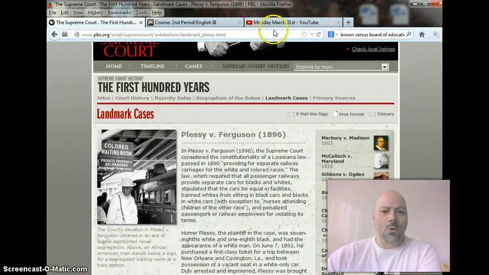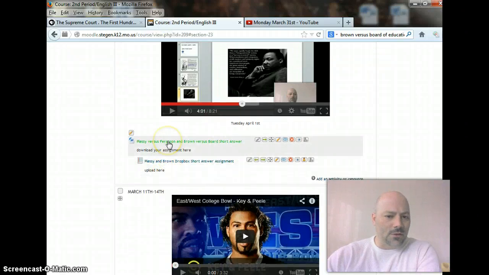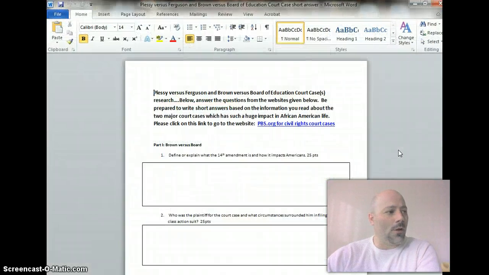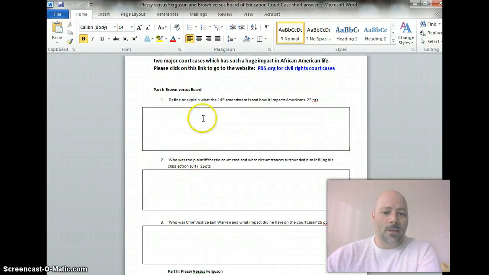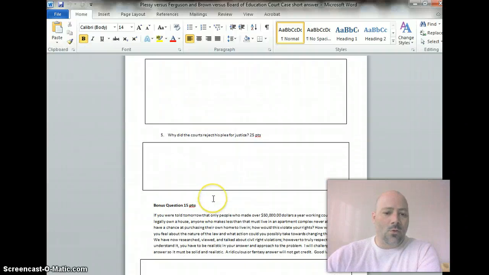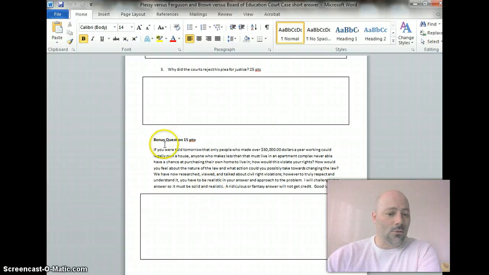If you go to Moodle right now, you have a Plessy versus Ferguson, Brown versus Board short answer. When you click on that, it's going to ask you to download it or open it. When we open it, you will see that it is a short answer worth 100 points. Each question is 25 points. They're all short answer, and they require you to search for your answer. There also is a bonus question of 15 points.